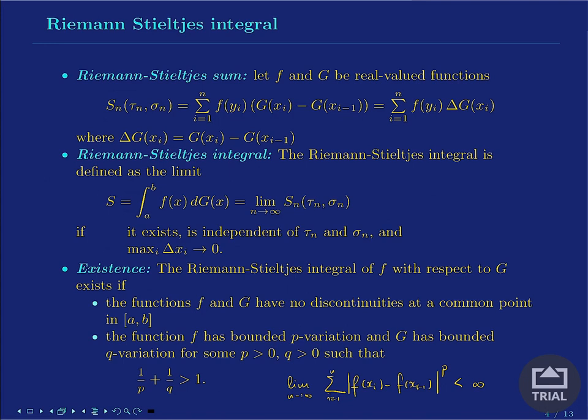The same, of course, then for g. We have the same expression with f replaced by g, and additionally p replaced by q. Then we have the bounded q variation for g, and then the p and the q must satisfy this relationship, and then the Riemann-Stieltjes integral actually exists.